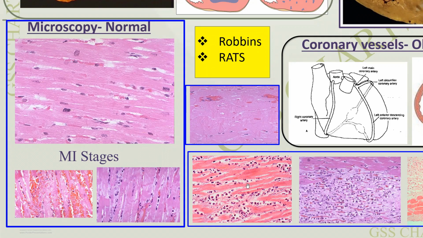Still later, I find that there is a greater amount of neutrophils. The fibers become a little dwindled, they lose their outline, and nuclei are not seen. And in the still later stages, the area of infarction is totally replaced by the inflammatory infiltrate. This is the adjoining myocardial fiber.